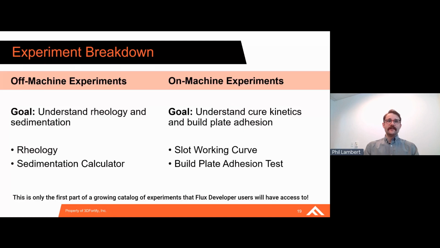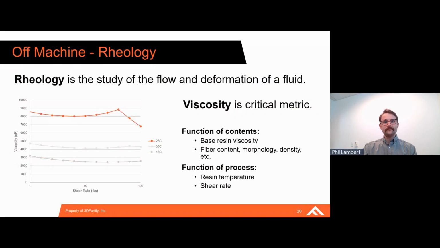But on this slide, I do want to emphasize that this is only the first part of a growing catalog of experiments that Flux developers will have access to, right? We're always going through and defining new experiments internally with our material scientists and process engineers to help us better understand and improve our printing processes. And as those internal capabilities grow and mature, they get productized and moved into Flux Developer so that our customers will have access to those as well. I have a slide at the end that talks a little bit about the product roadmap for Flux Developer. So I'll touch on some of those details later.